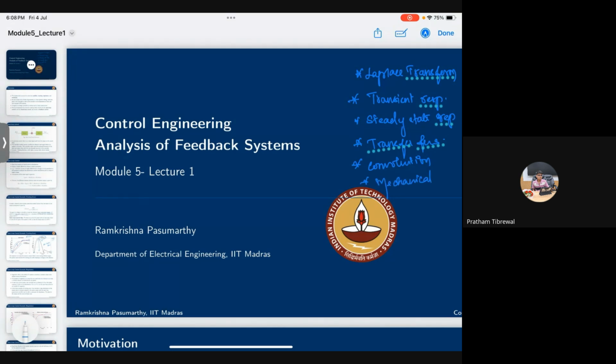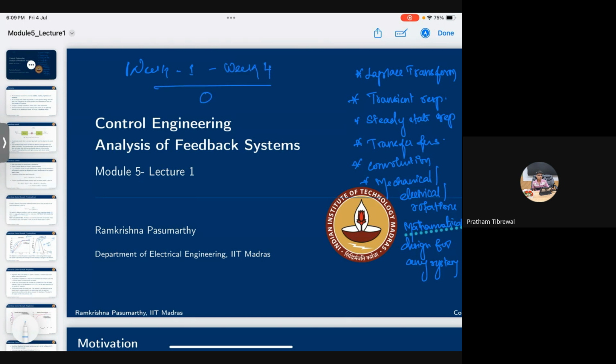mechanical or electrical, rotational, mathematical design, how to design or represent any system, either a mechanical system or electrical or rotational system that we studied. So these are all the topics we have broadly covered in the first 4 weeks. Week 1 to week 4 will be covered for quiz 1.